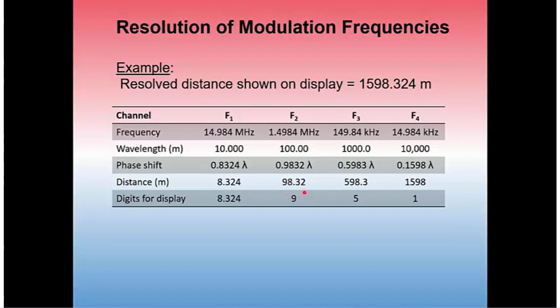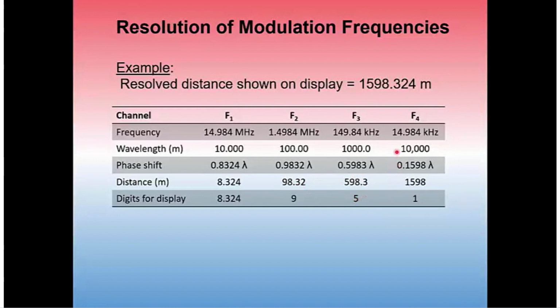Once that 9 is added to the display, then the EDM will send out the 1,000 meter wavelength, come back to the instrument. The instrument will determine that the phase shift was 0.5983. That means 59% of the 1,000 meter wavelength was resolved. That means that a distance of 598.3 was measured through the 1,000 meter wavelength. So the additional digit that we see is a 5. Notice the 983 just confirms the first 3 digits of the previous channel measurement. And so a 5 is added to the display.